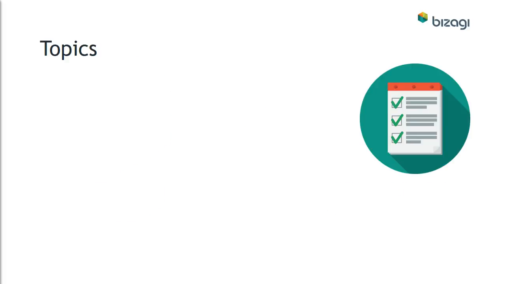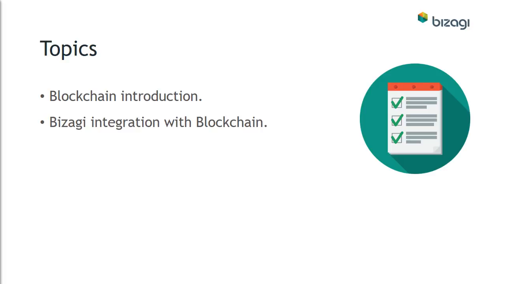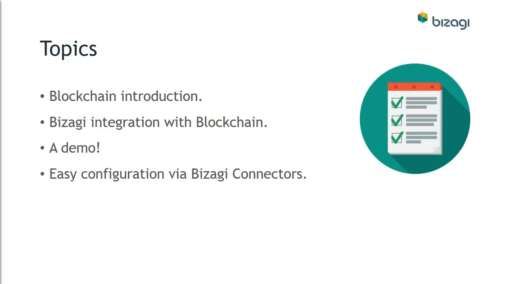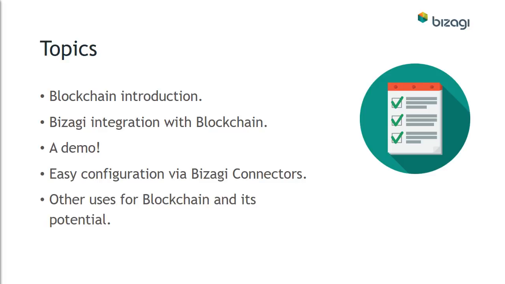So the topics we will cover are: first, we will consider some definitions that best describe the blockchain technology. Then we will see a basic example in which from within a Bizagi application we invoke one service in blockchain. This includes a running demo, and we will have a look at how the demo was configured and talk about the feature in Bizagi that makes this easy. Finally, we will review some other potential uses with blockchain as a technology.